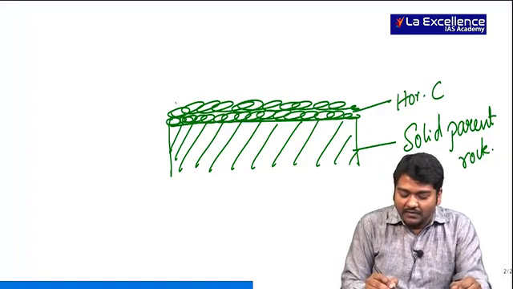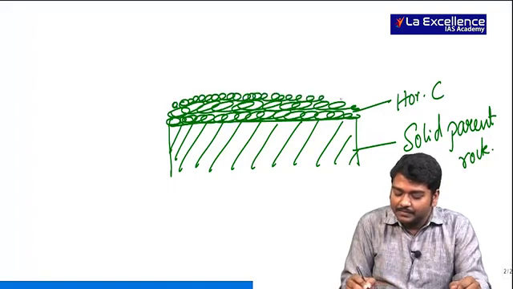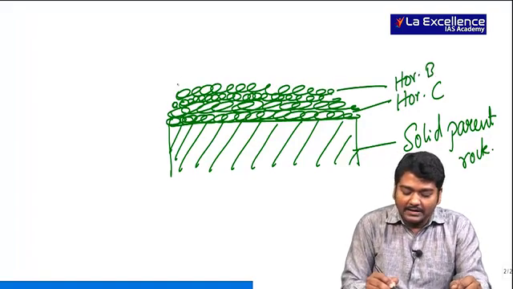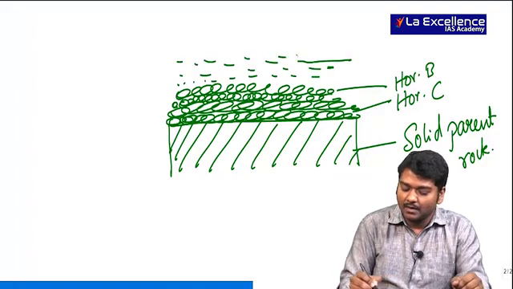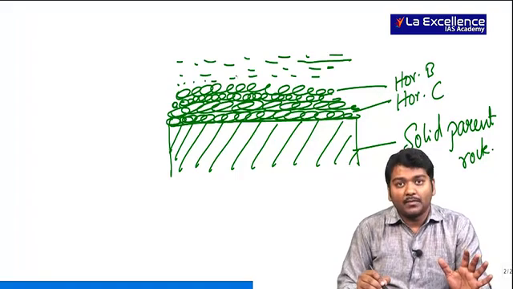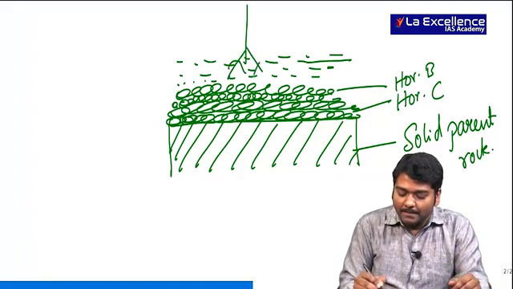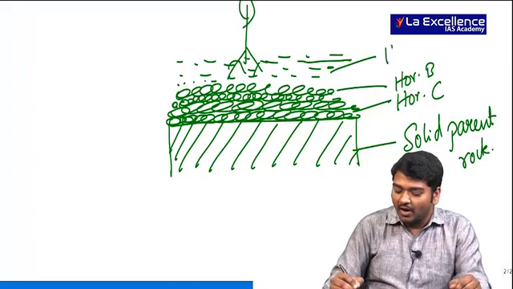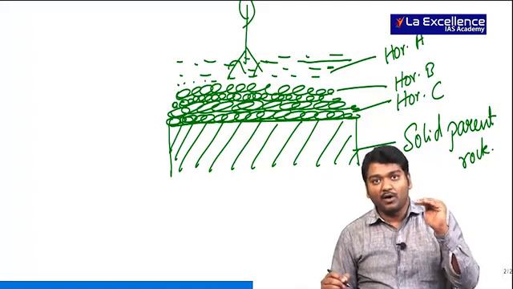And then this will further break into smaller ones. I call it horizon B. And then I have smaller ones present, where water, humus and other things are present, and usually plants grow in this region. So I call it horizon A. Can you see horizon A, horizon B, horizon C?